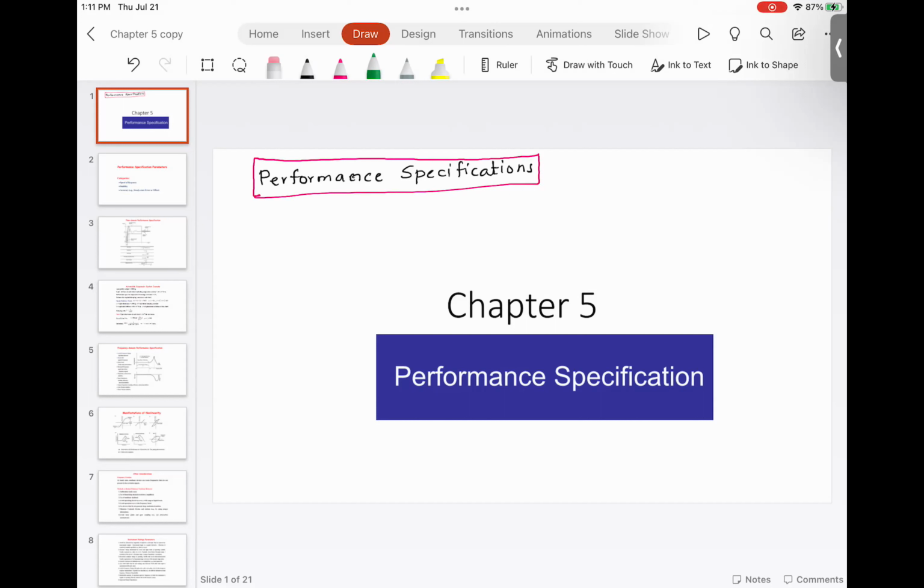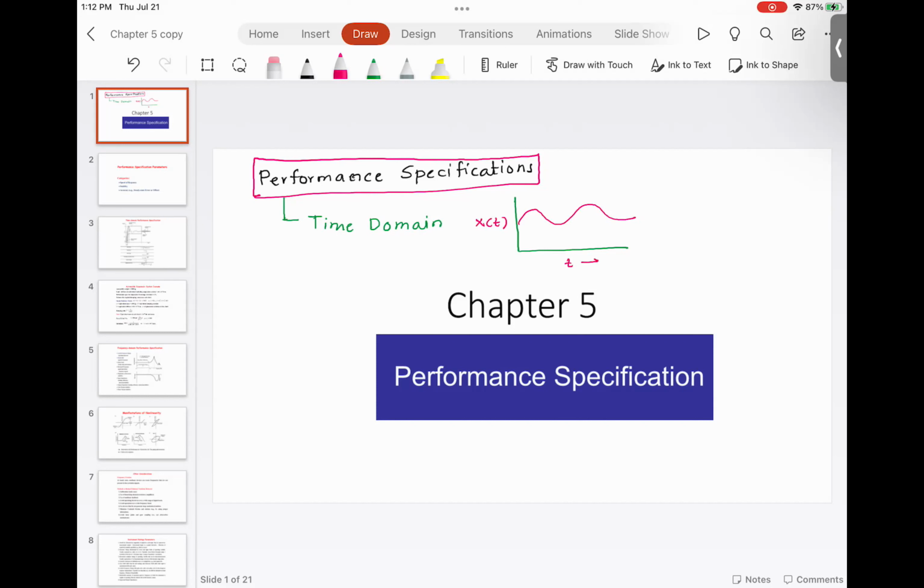There are two ways to meet these performance specifications. One is using the time domain, and what this time domain means is you have a system. Either you excite the system with a constant input, you excite the system with a sinusoidal input, or you excite the system with a step input. And then what you do is you look at the oscillatory or the time behavior of that system.